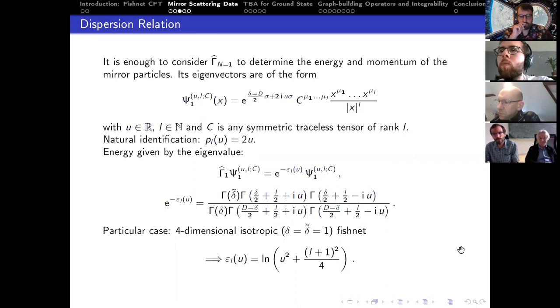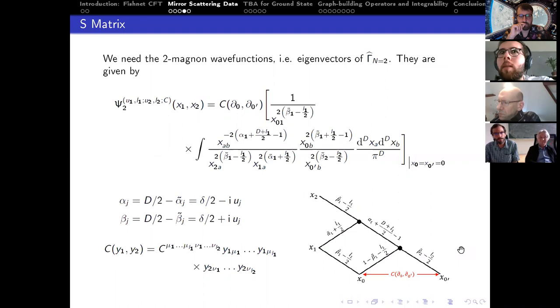Okay, now we still need the scattering matrix to have all the data we require. And for this, we need at least the wave function for two magnons. That is the eigenvector. Just understand the logic. So you said, okay, this particular graph can be built as a sixth power of this graph building operator, which now you can diagonalize, right? So you know its eigenvectors, you know its eigenvalues. Why can't you stop here? If you diagonalize your graph building operator, you should be already happy.